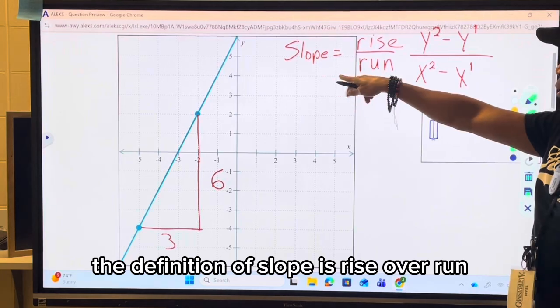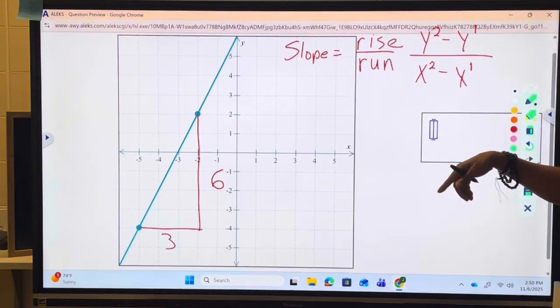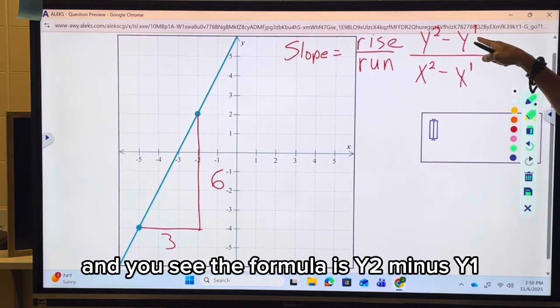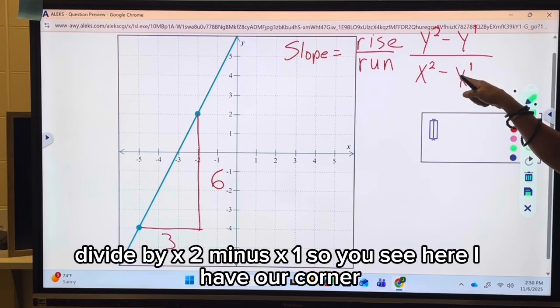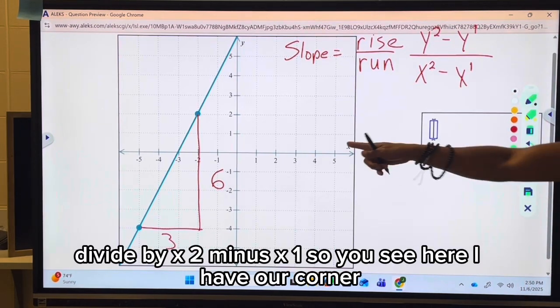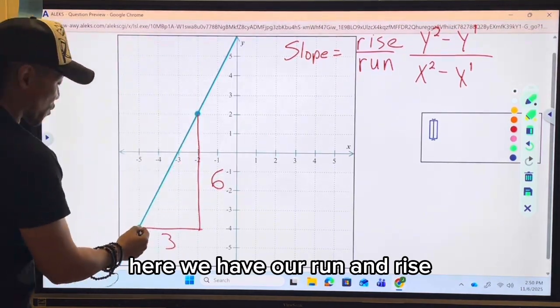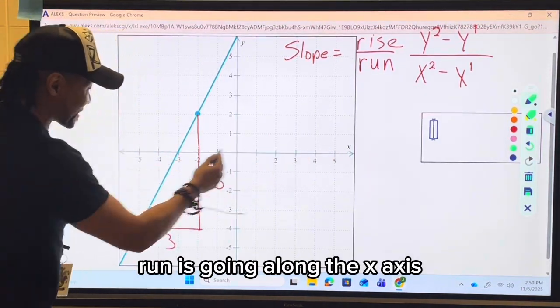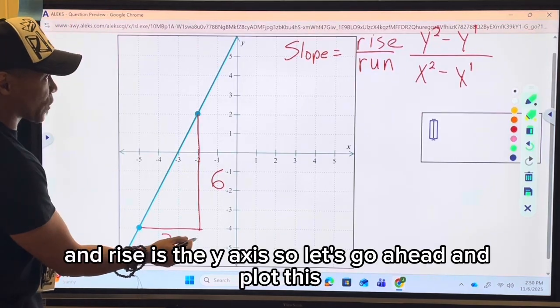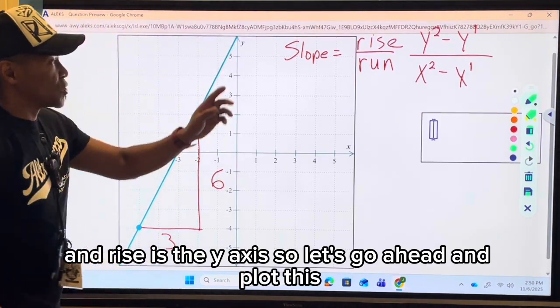The definition of slope is rise over run. And you see the formula is y2 minus y1 divided by x2 minus x1. So you see here, I have our coordinate here, we have our run and rise. Run is going along the x-axis and rise is the y-axis. So let's go ahead and plot this.